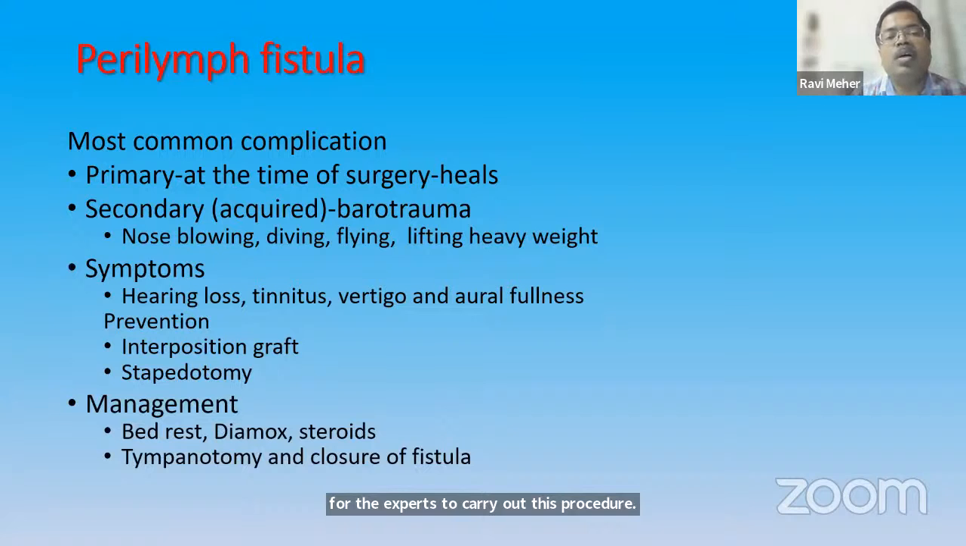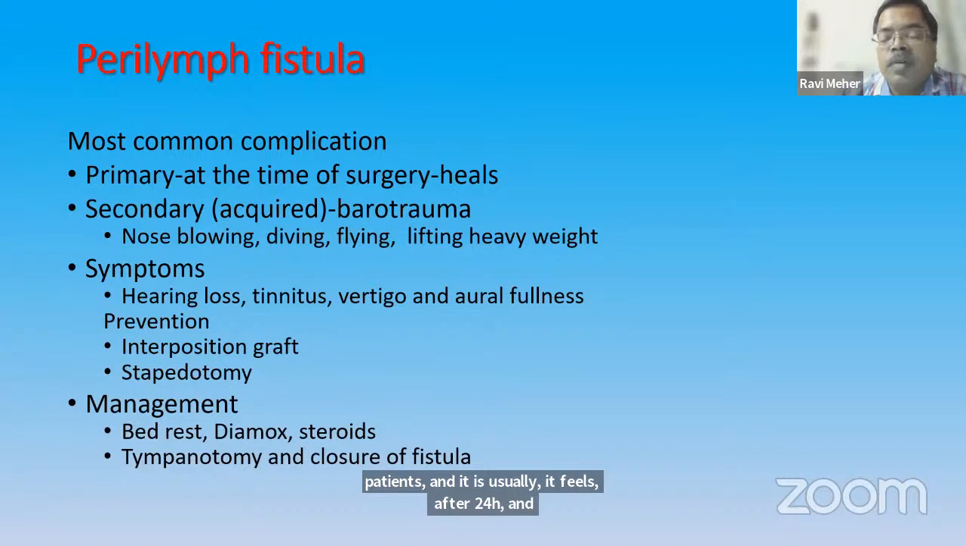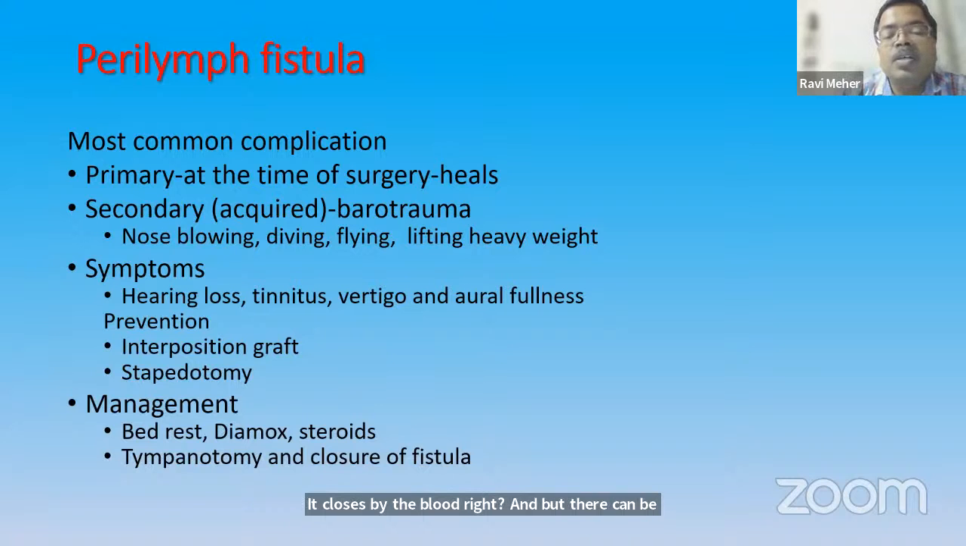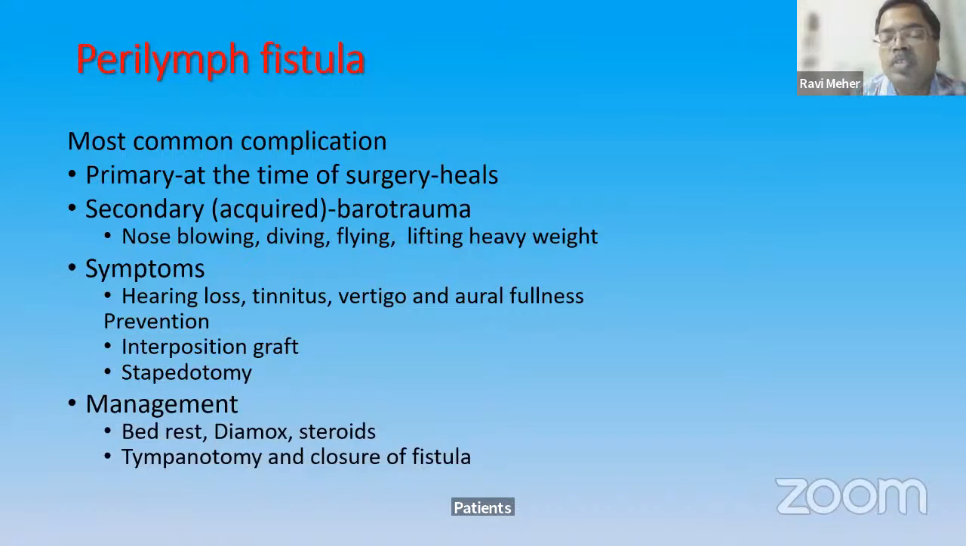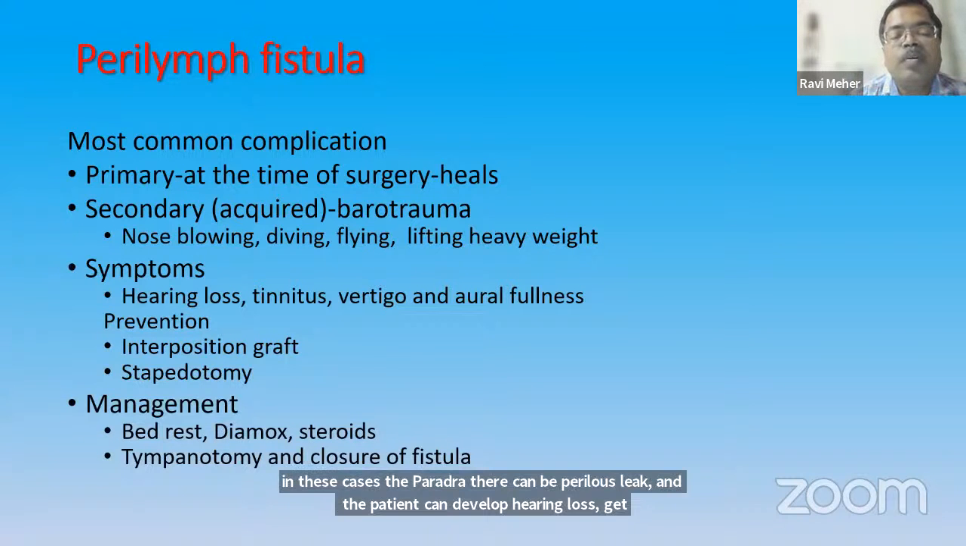Perilymph fistula, perilymph leak. A small amount of perilymph leak will occur in all patients, and it usually heals after 24 hours, and within 24 hours any leak around the footplate is closed by the blood, right? But there can be continuous perilymph leak if the patient has suffered barotrauma. For example, the patient suffered from nose blowing or diving or flying, or lifts heavy weight. In these cases of barotrauma, there can be perilymph leak, and the patient can develop hearing loss, tinnitus, vertigo, and aural fullness.